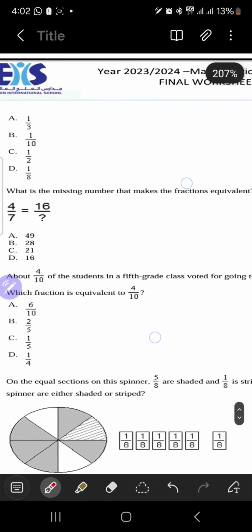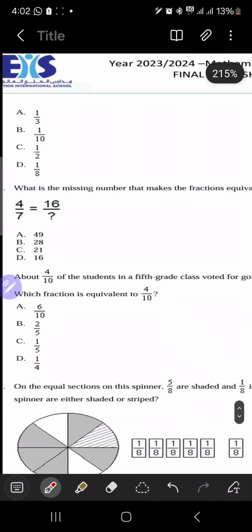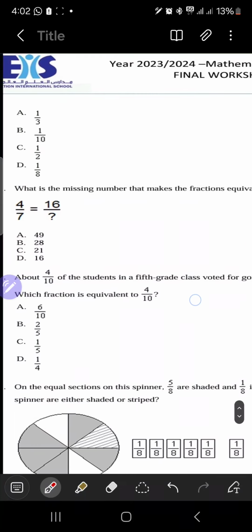More similar questions, giving as much as possible for your time. What is the missing number that makes the fraction equivalent? You see that 4 multiply what equals 16? 4 multiply 4, right? The number is getting bigger, so you multiply. If it gets smaller, then you divide. So 7 multiply 4 equals 28. So we choose 28.